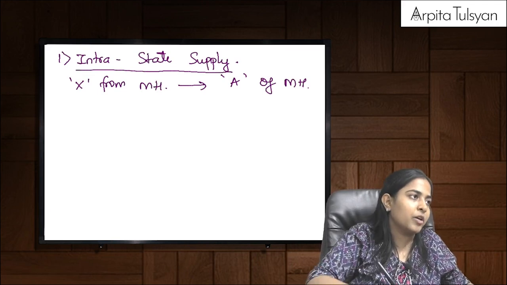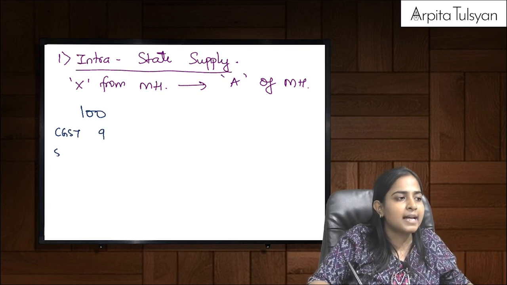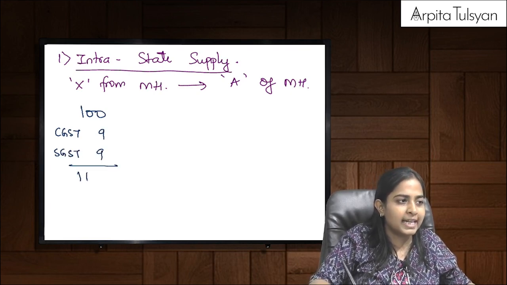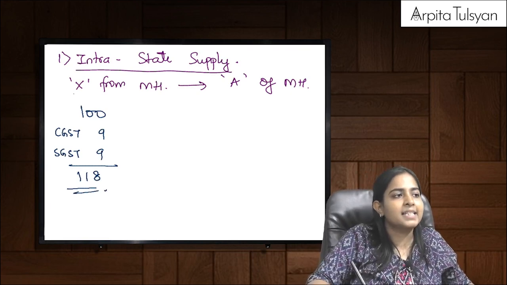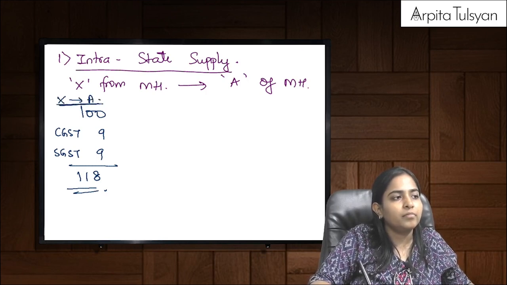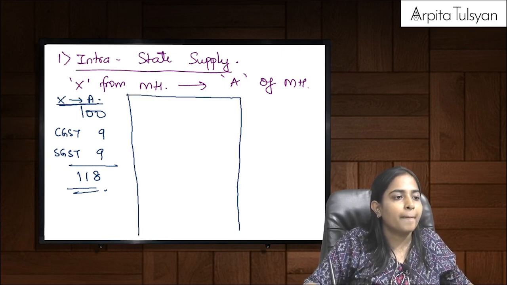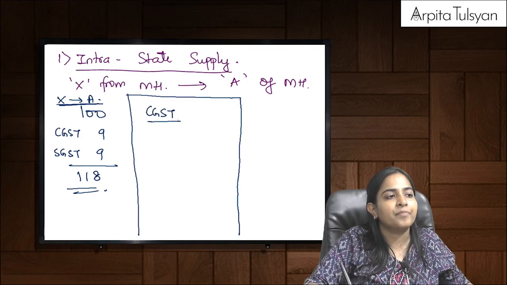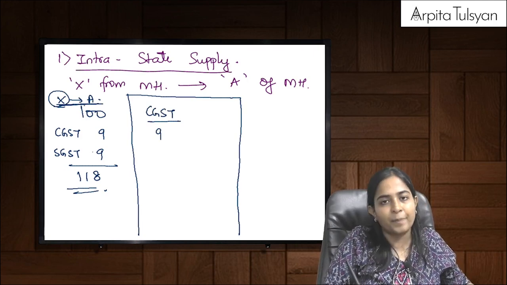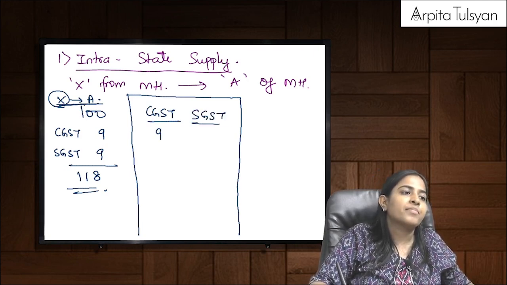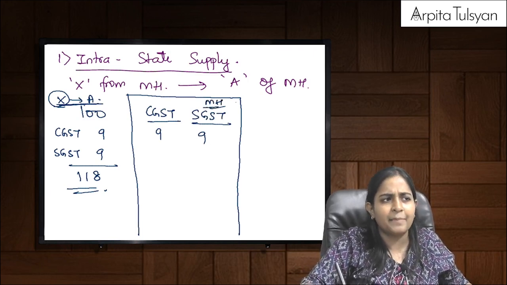CGST, SGST. Okay, so I sold goods of 100. I levied CGST 9 rupees. I levied SGST 9 rupees. Total selling price is equal to 118 rupees. Are you clear with this? X sold this to A. Then, can we say now CGST will get 9 rupees. When X sells it to A, we'll pay 9 rupees to CGST. We'll pay the other 9 rupees to SGST. Which state? Everything is happening in Maharashtra.